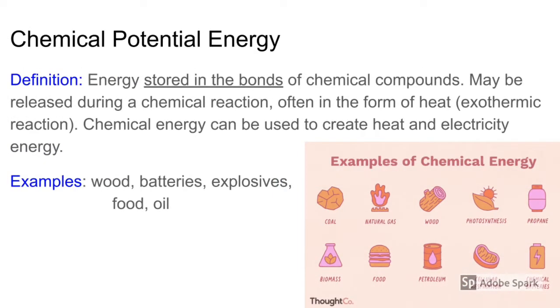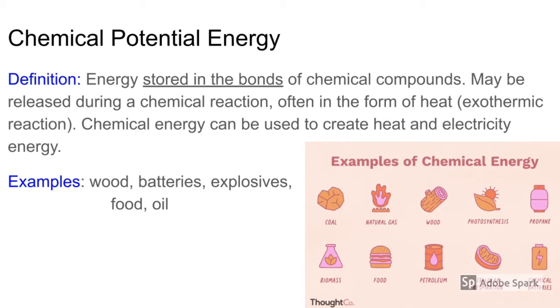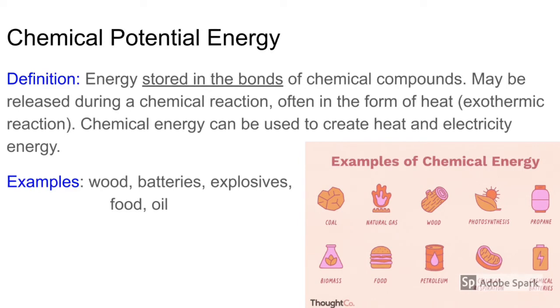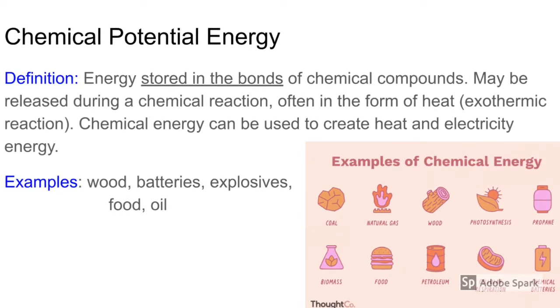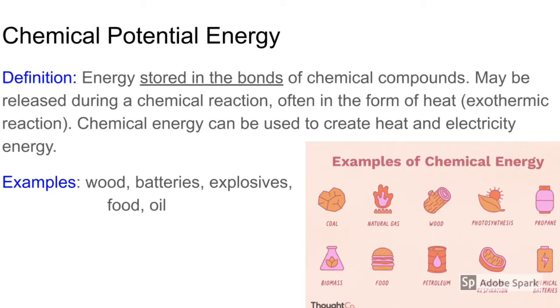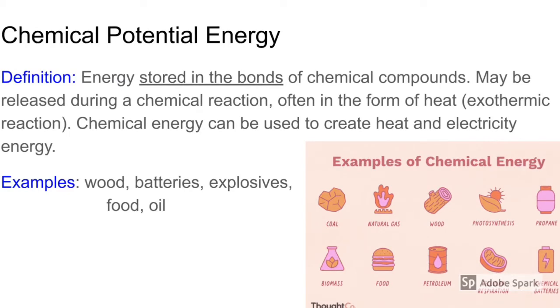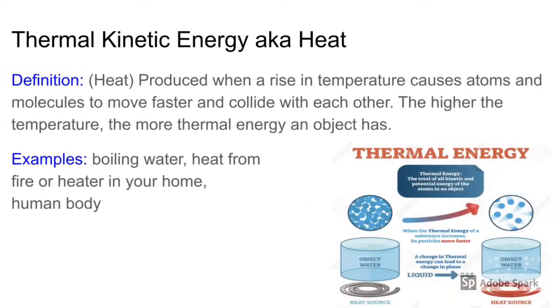Chemical potential energy. It's energy stored in the bonds of chemical compounds. May be released during a chemical reaction, often in the form of heat. Exothermic reaction produces heat. Chemical energy can be used to create heat and electricity energy. Examples: wood, batteries, explosives, food, and oil.